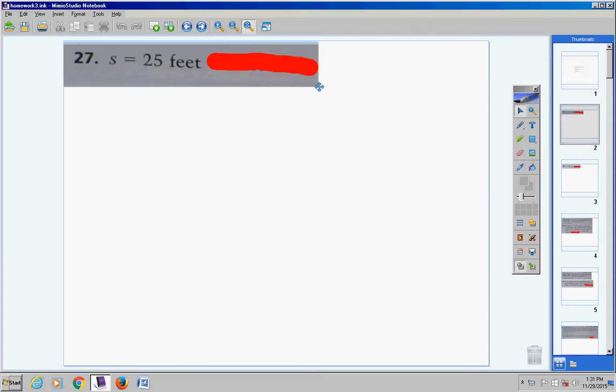Alright, the directions for 27 and 28 say, find the time it takes an object to hit the ground when it is dropped from a height of s. Now, first of all, understand it says an object is being dropped, okay? And in your notes, we have gone over a formula to help you with time and height when an object is dropped. Now, remember, the formula is h equals negative 16 t squared plus s.